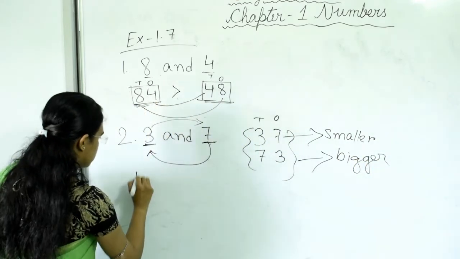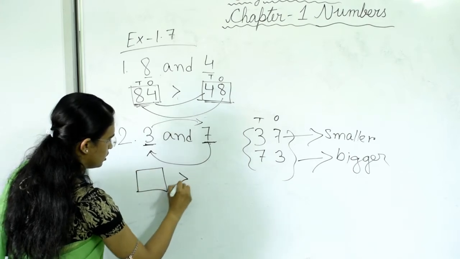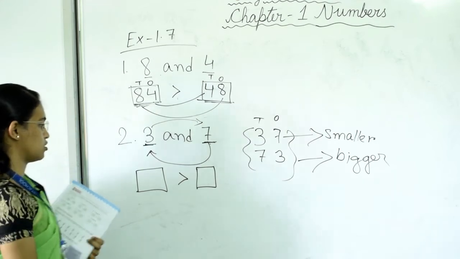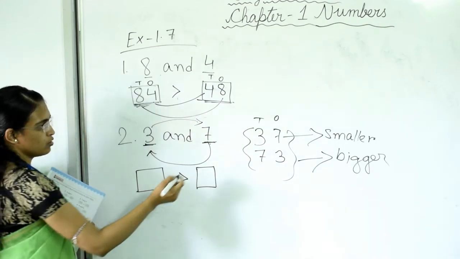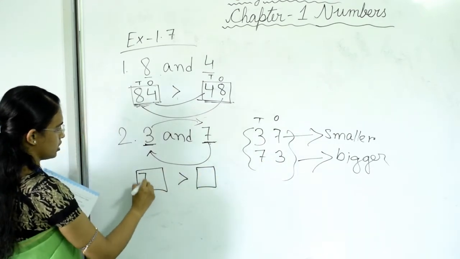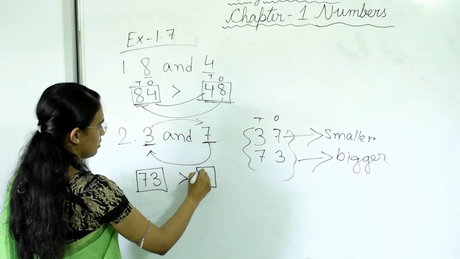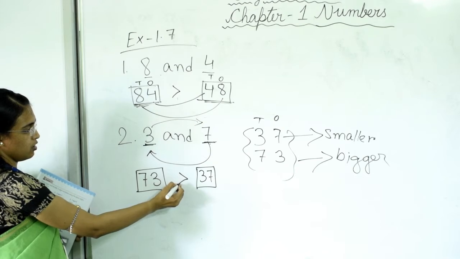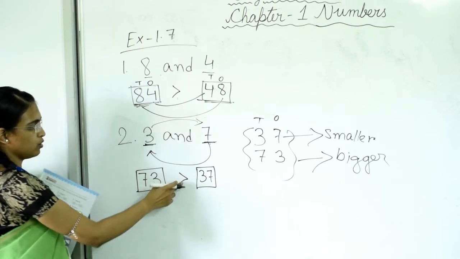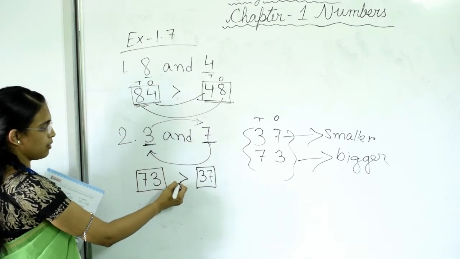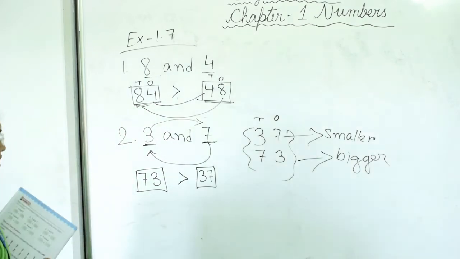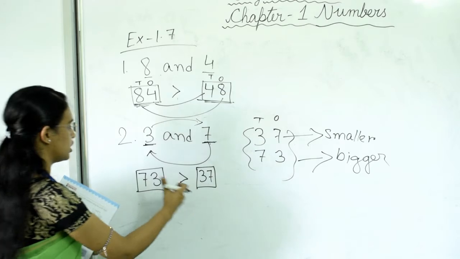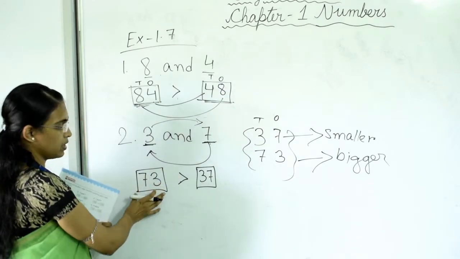So now we have to put these numbers in these boxes. So this is the greater than sign. First we have to put 73 in this box and 37 in this box. Okay, why? Because we have already discussed greater than and less than. This is the mouth of a crocodile and he always wants to eat the bigger number.